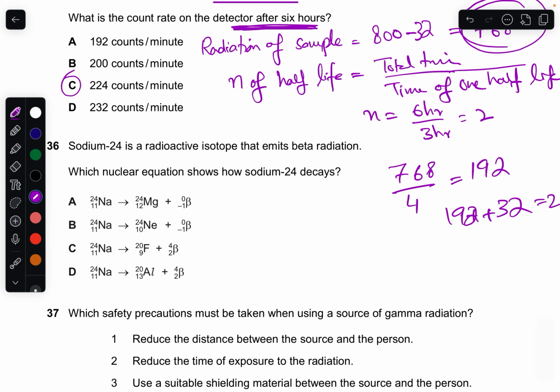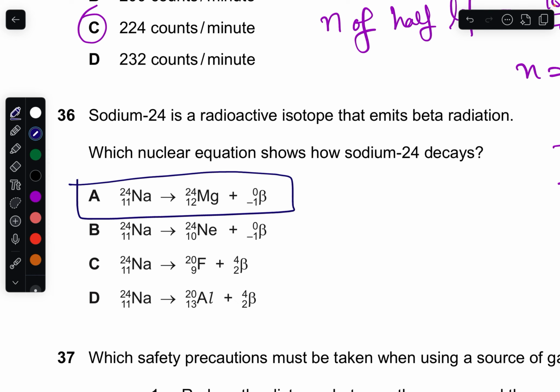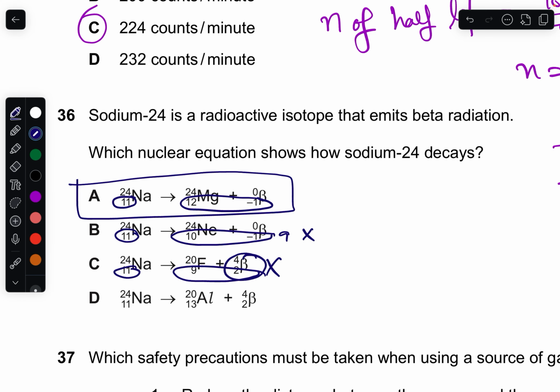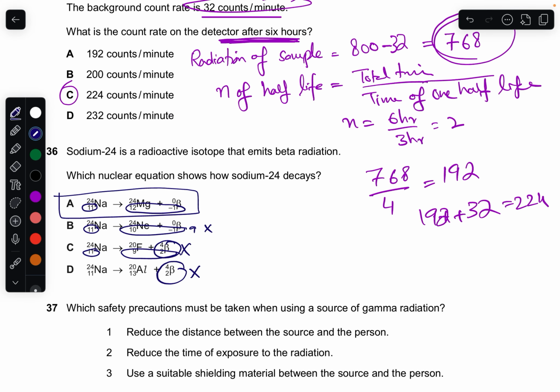The next question: sodium is a radioactive isotope that emits beta radiation. Which nuclear equation shows how sodium decays? Okay, whenever beta decay happens, you have to keep in mind that the charge will be increased by 1. So this is option A, that is correct. Secondly, you have to check the balancing of the equation. On the left hand side this is 11, they should add up to 11. 12 minus 1 is 11. If you see here, this is 11, this is 10 minus 1, this will give you 9. That is wrong. This is 11, this will be 9 plus 2, beta is not 2. Okay, so it's option A, that is correct.